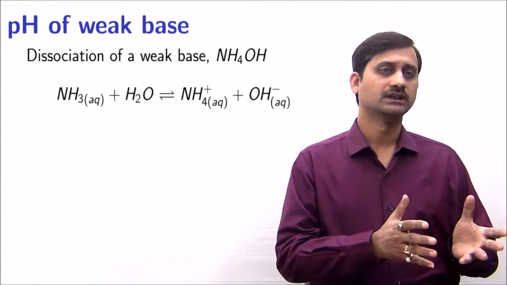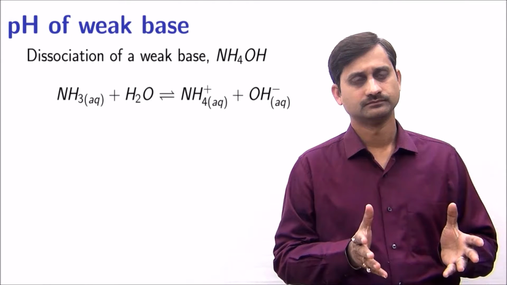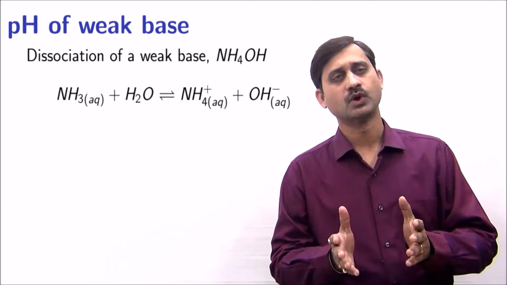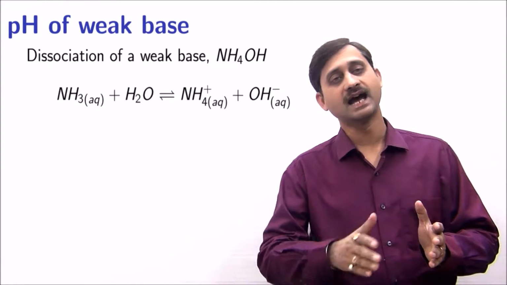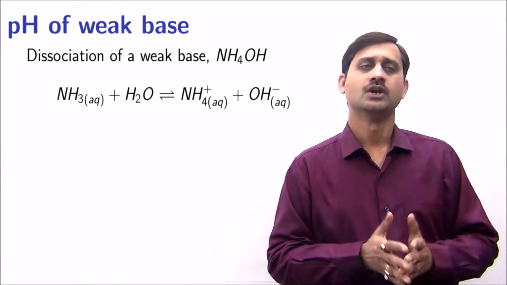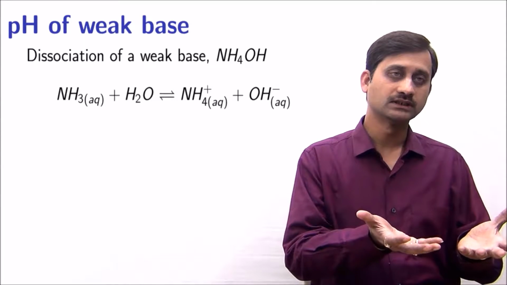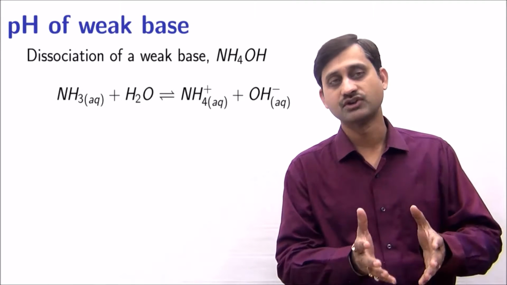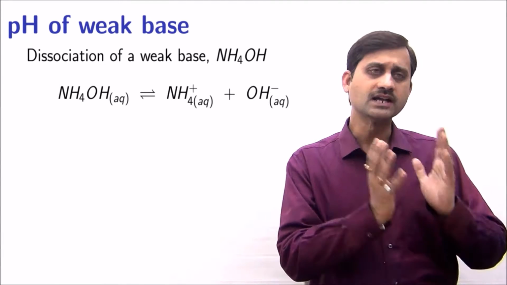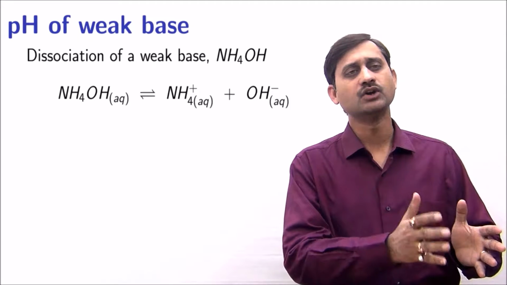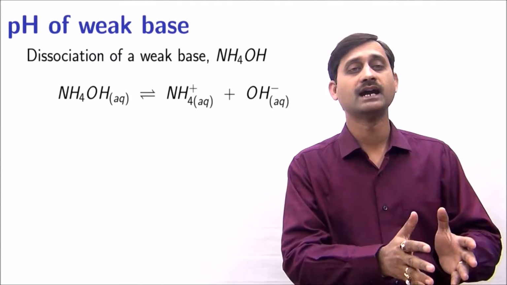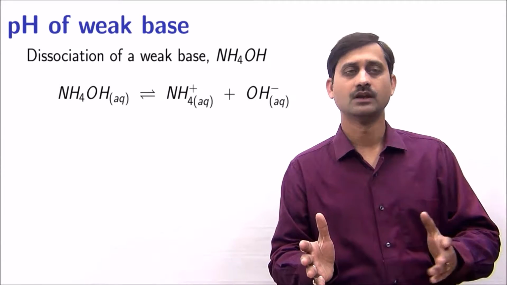In the same manner, we can work out the dissociation of a weak base, that is ammonium hydroxide. We add ammonia to water. Ammonia interacts with water to give ammonium ion and hydroxide ion. We may consider the association of ammonia with water as ammonium hydroxide. Now, considering ammonium hydroxide, it will be in equilibrium with ammonium ion and hydroxide ion.